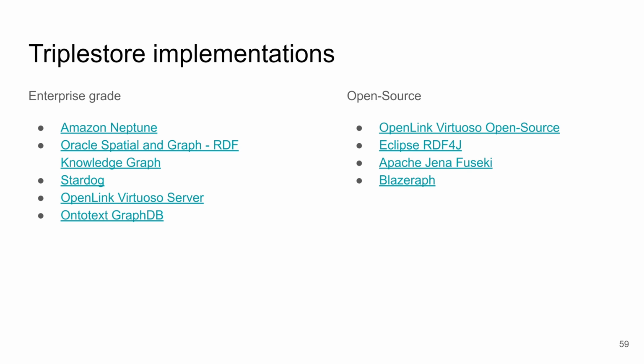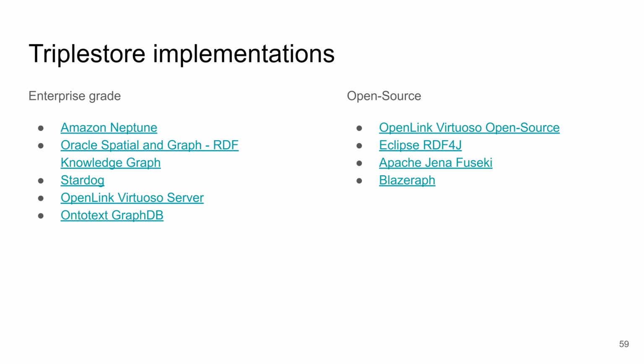Nowadays, there is a great selection of triple stores you can choose for your use case. There are open source triple stores like OpenLink Virtuoso, Eclipse RDF4J, Apache Jena Fuseki, but there are also enterprise grade triple stores, which are of course paid, but they give you some nice properties, like they can be deployed in the cloud, like Amazon Neptune. They can be backed by a powerful relational database like Oracle Spatial and Graph. Then there is Stardog and others.